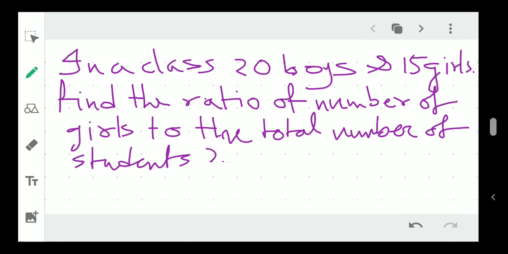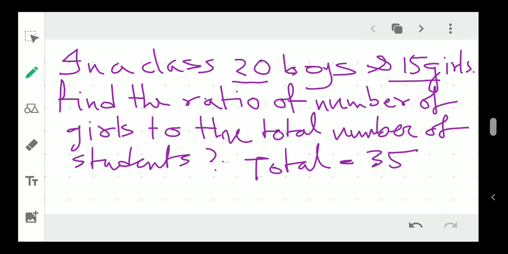So in that case what you will do, see, we have to find the total number of students. We have 20 boys and 15 girls, so the total number of students is 35, right? 20 plus 15. So that means the total is 35. So what will be the ratio?